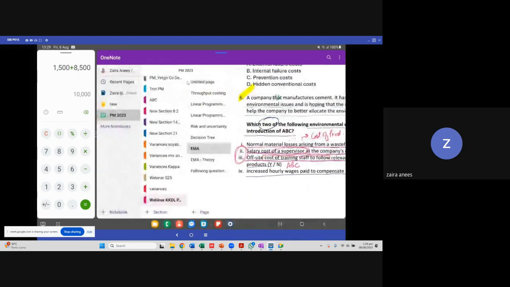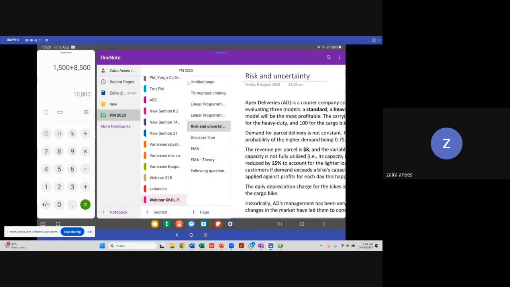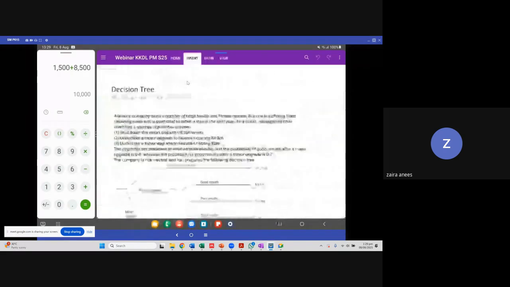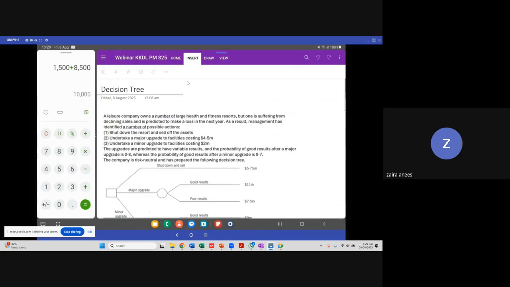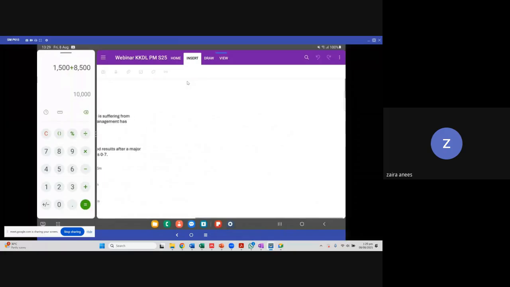Okay, so now we are moving towards risk and uncertainty. I think we can do some MCQs of decision tree and we will finish today's session because we won't be able to do maximax, maximin and minimax regret because we don't have enough time and probably the energy. So let's start with decision tree, right? Let's see what we can do with decision tree.